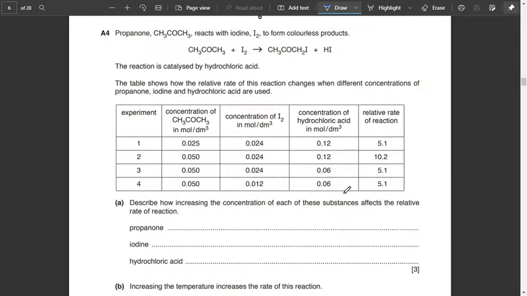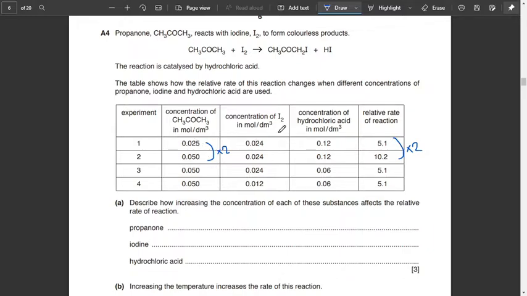If you look at propanone, over here, this is propanone, it doubles. Basically the rate doubles. As we double it, we see it increases by 2 times. Hence the rate of reaction also increases by 2 times. So we can say that when concentration doubles, the relative rate of reaction doubles too. So basically this doubles the rate of reaction.